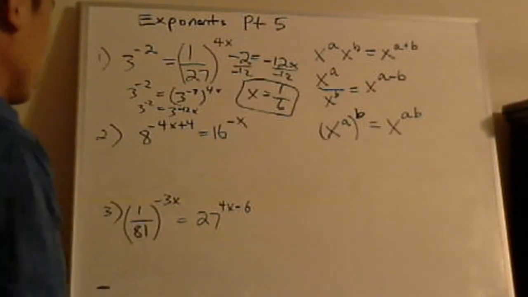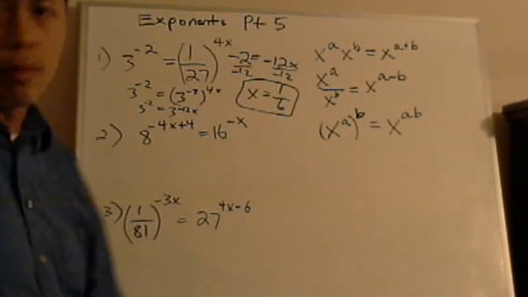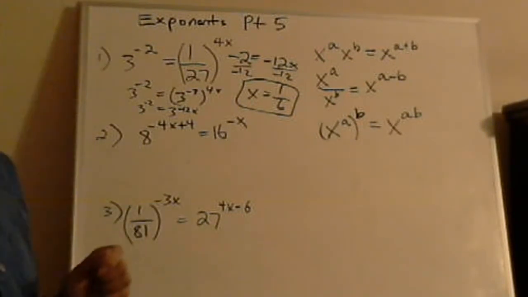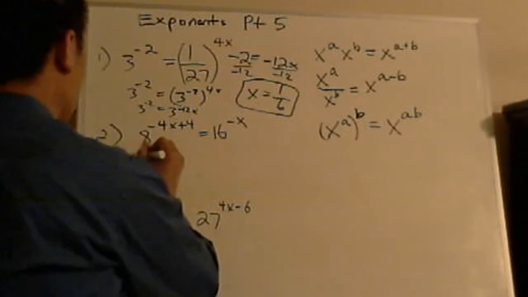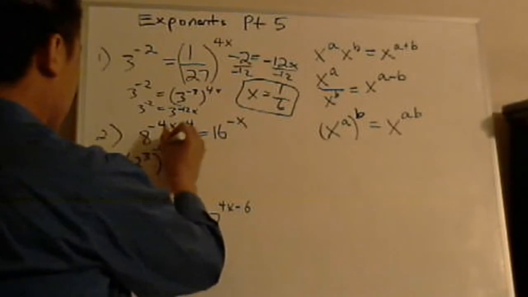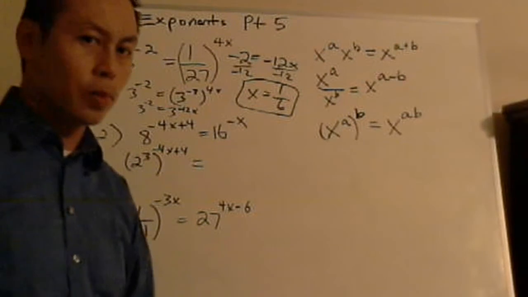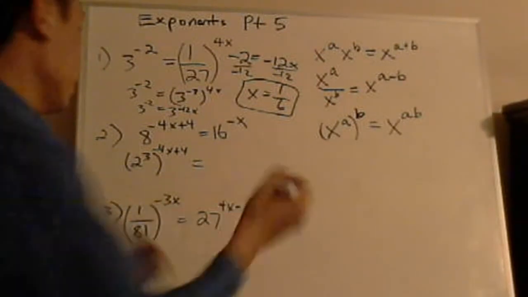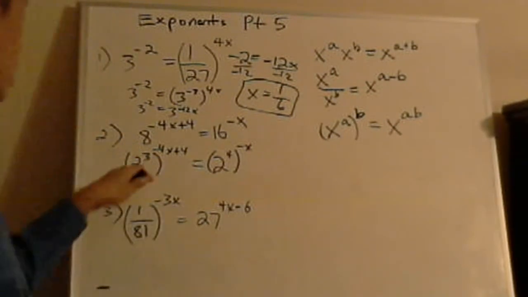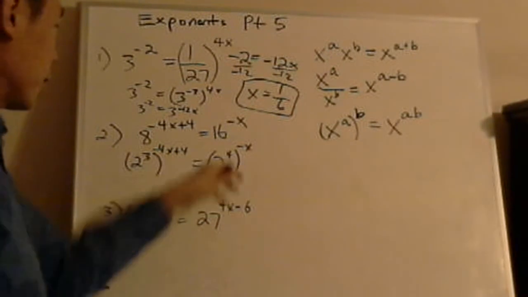Different bases again, so what do you do? You have 8 and 16. Well, they're both powers of 2, so let's make them all powers of 2, and you can set them equal, right? So what's 8? 8 is 2 cubed, right? And you just copy that, negative 4x plus 4. And you can figure out 16. 16 is what power of 2? That's 4, right? So now you've got 2 cubed to the negative 4x plus 4 power equals 2 to the 4th power to the negative x power.